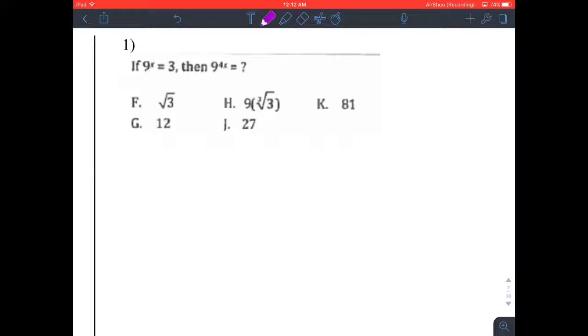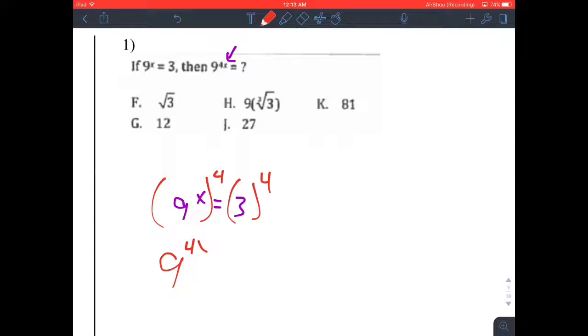If 9 to the x equals 3, then what is 9 to the 4x? Well, if I write this equation down, and I want to manipulate it so it looks like this, 9 to the 4x. Well, how can I multiply a 4 times the exponent? That's if I raise both powers to the fourth power. Power to a power property says an exponent to an exponent, you multiply them.